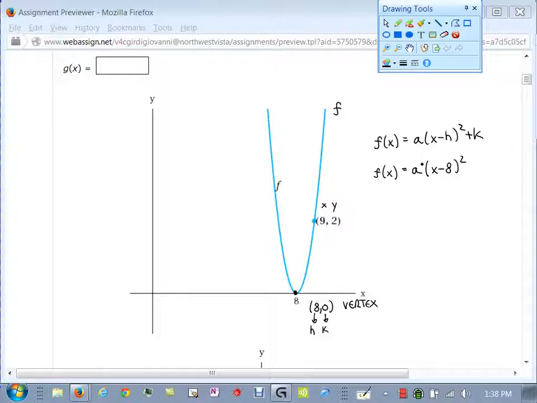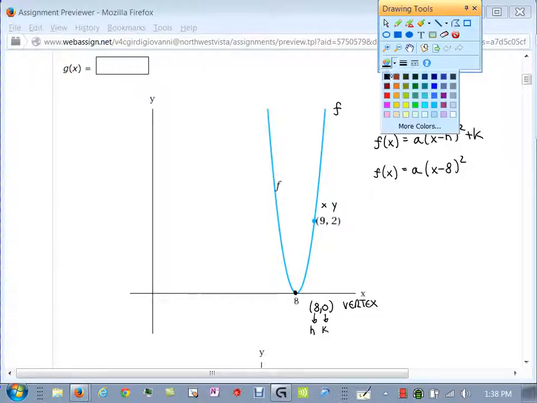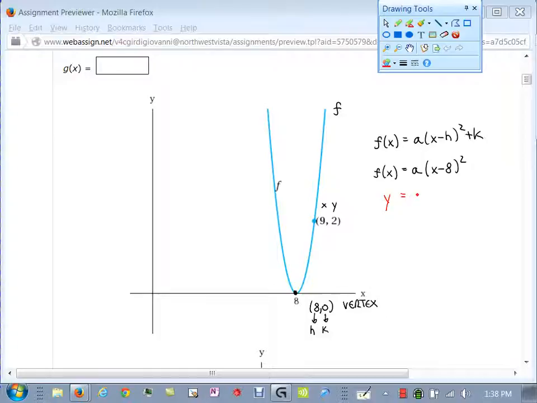And then to find a, I'm going to use the fact that this equation, where I replace f(x) with y, must be true when I plug in 9 for x and 2 for y. So if I plug in 2 here, leave my a alone, plug in x is 9, this should be true. So 9 minus 8 is 1, 1 squared is 1, 1 times a is a. So that means that a is 2.